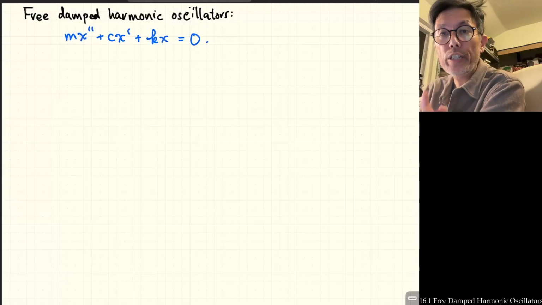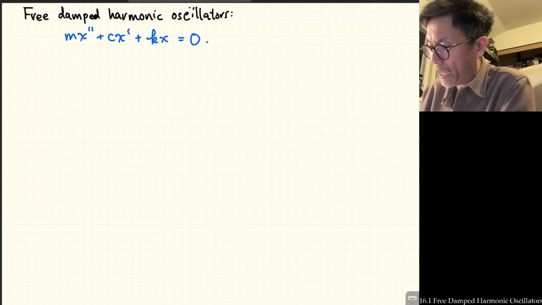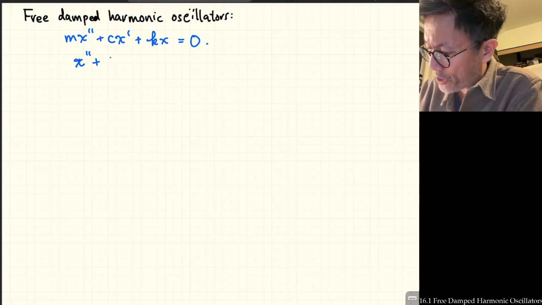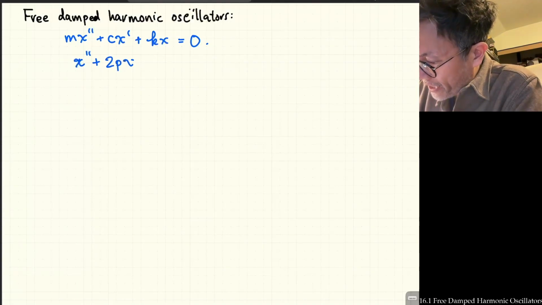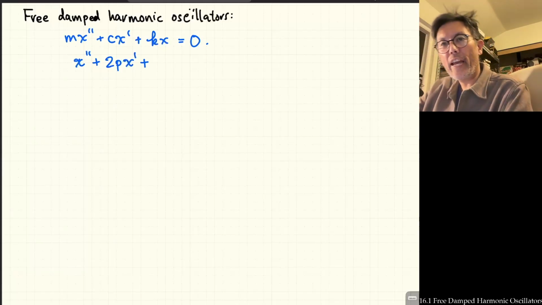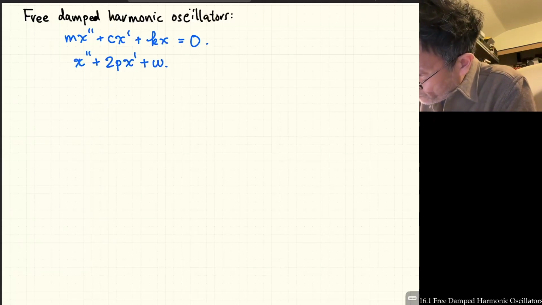We are going to do the following move, which is not unlike what we did last time. We're going to divide through by m. And it's going to look funny because the way I'm going to write the middle coefficient is 2p x prime. I'll define what p is in just a moment. And don't forget the k over m is omega naught squared. I'll define that just as a reminder.